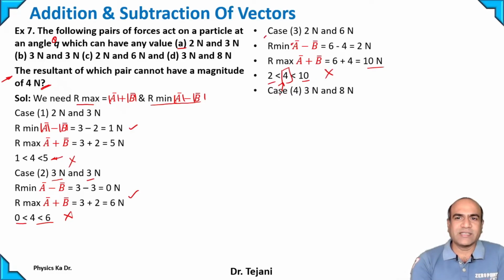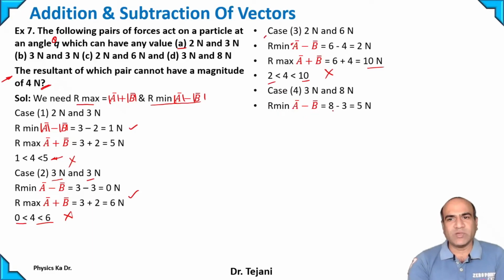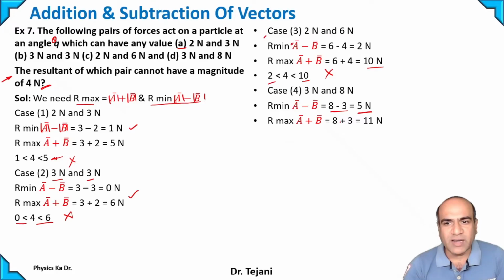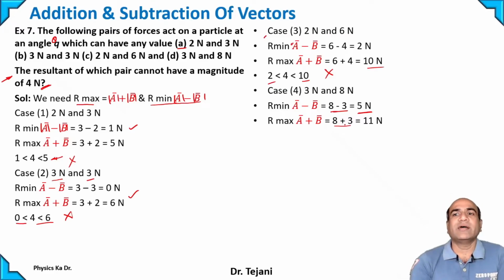Let's check for case number 4, 3 Newton and 8 Newton. R minimum is equal to A bar minus B bar, that means 8 minus 3, 5 Newton. R maximum is equal to A bar plus B bar, 8 plus 3 is equal to 11 Newton.